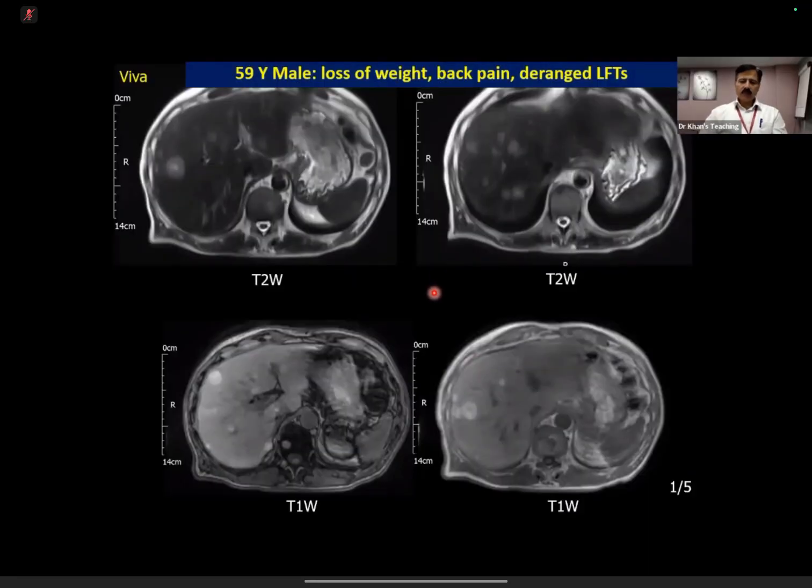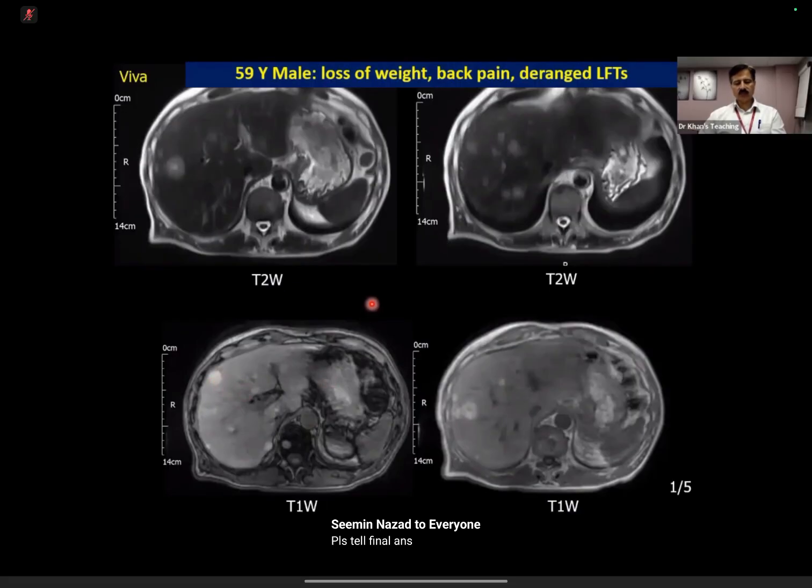Okay. Now, because of time factor, part of it I will tackle and the rest I will ask you leading questions. So on a T2 weighted sequence, this patient was 59 years old. You can see loss of weight, back pain, deranged LFTs, multiple lesions on T2 weighted sequence. On a T1 fat saturated sequence, you can see this high signal here, and you can see this high signal without fat saturation also. This is fat saturation, this is without fat saturation. Tells you that this is not fat, otherwise it would have saturated.